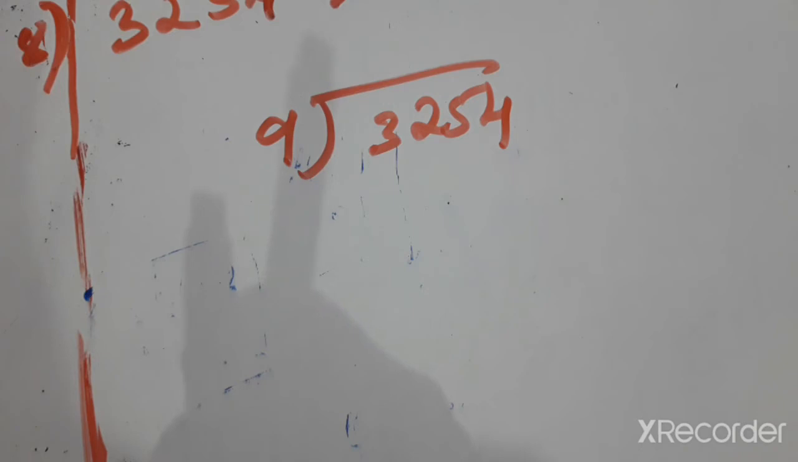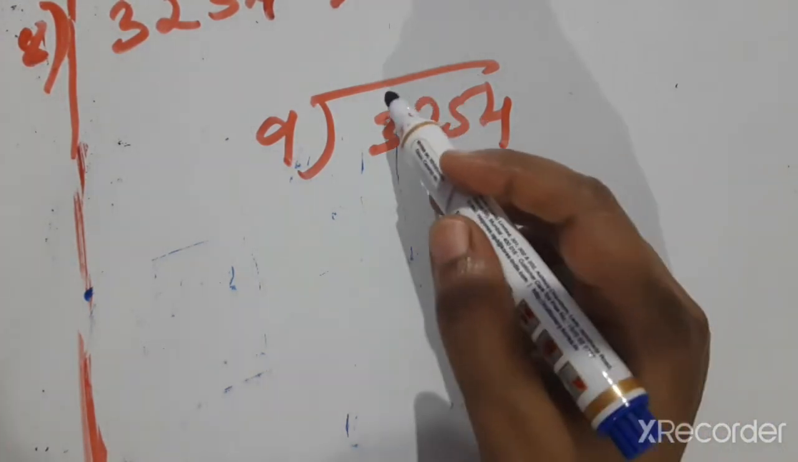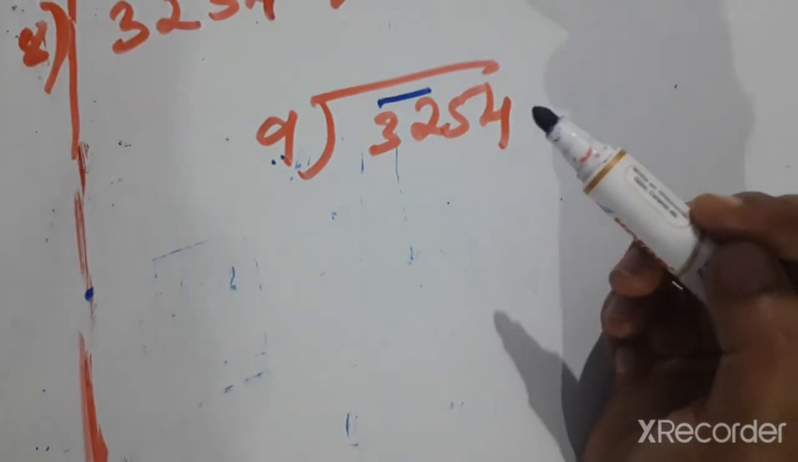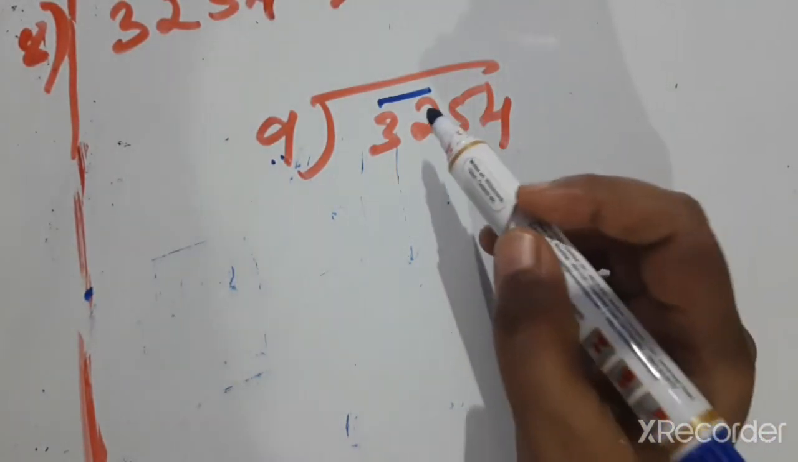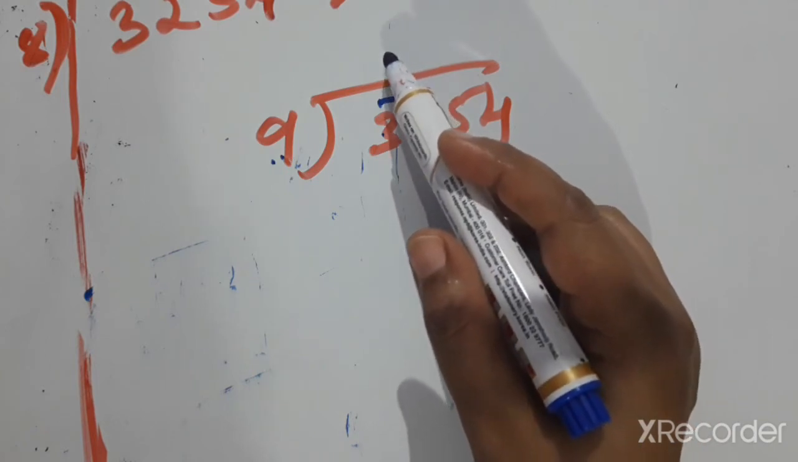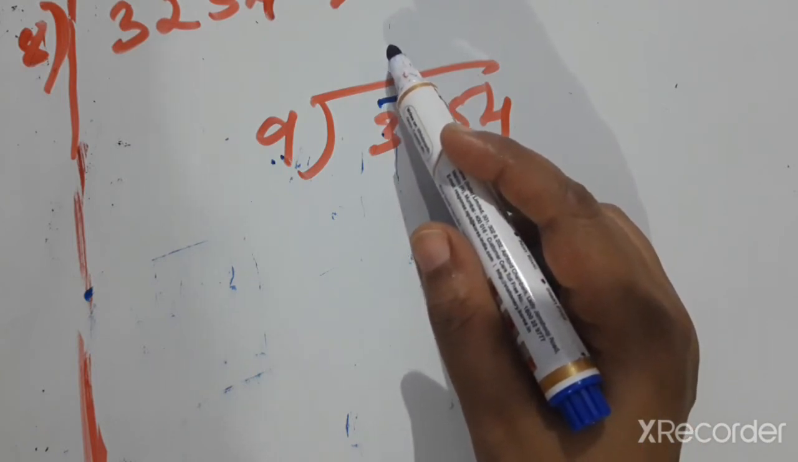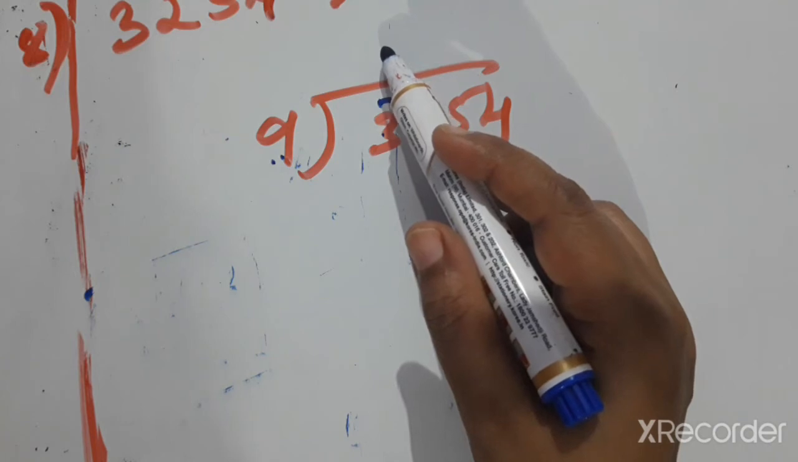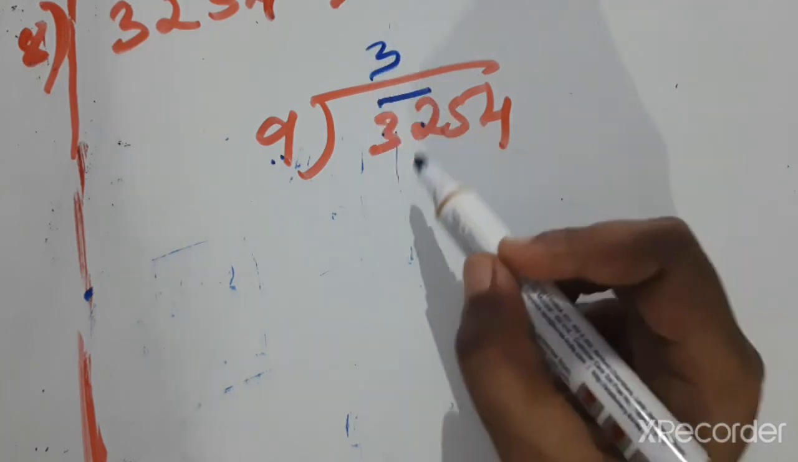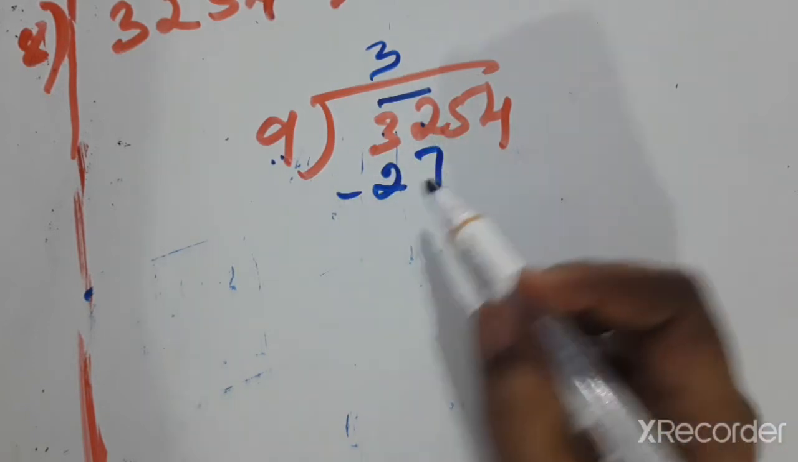Now 3254 divided by 9. Whether we can consider 3? No, because it is less than this number. So we have to take a 2-digit number, that is 32. 9 how much is nearer to 32? 9 2s are 18, 9 3s are 27, 9 4s are 36. 36 is greater than this. So 9 3s are 27 is nearer to 32.